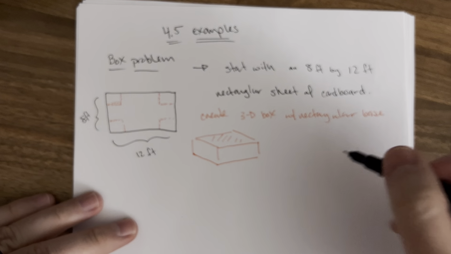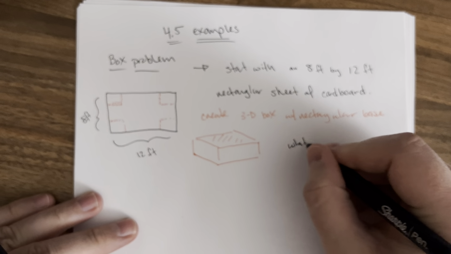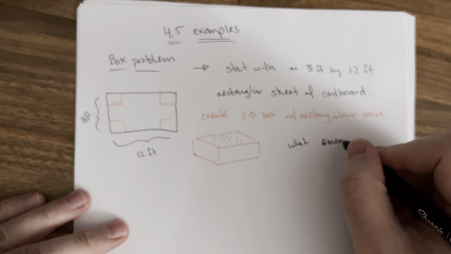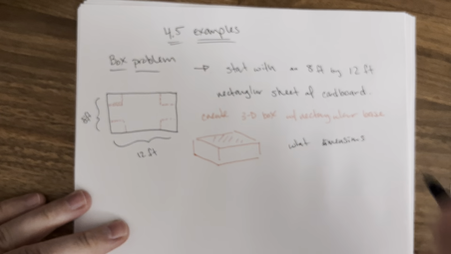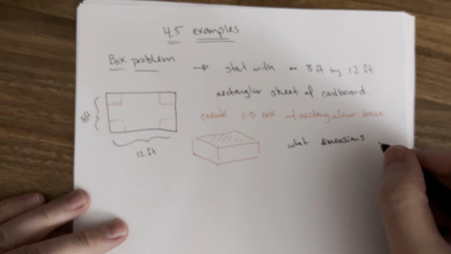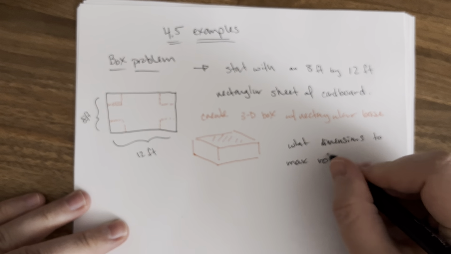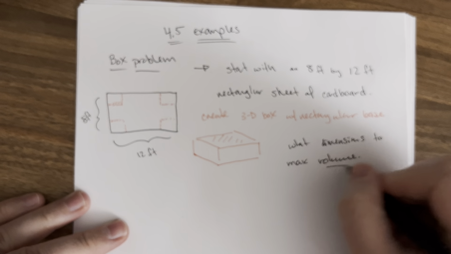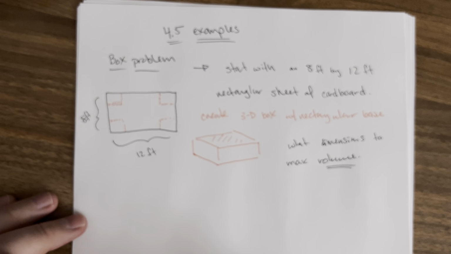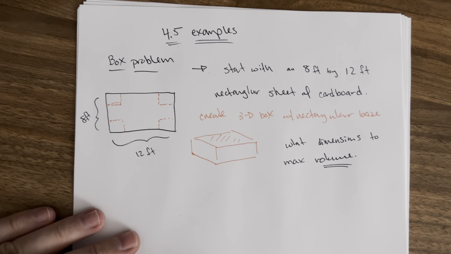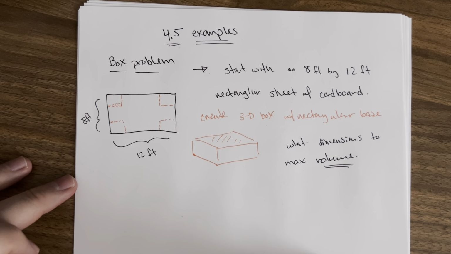The question is, what are the dimensions? Essentially, what is the size of the cuts that we need to make to maximize the volume of this box? So we're creating this 3D box out of just a 2D giant piece of cardboard. And so what would the volume be?